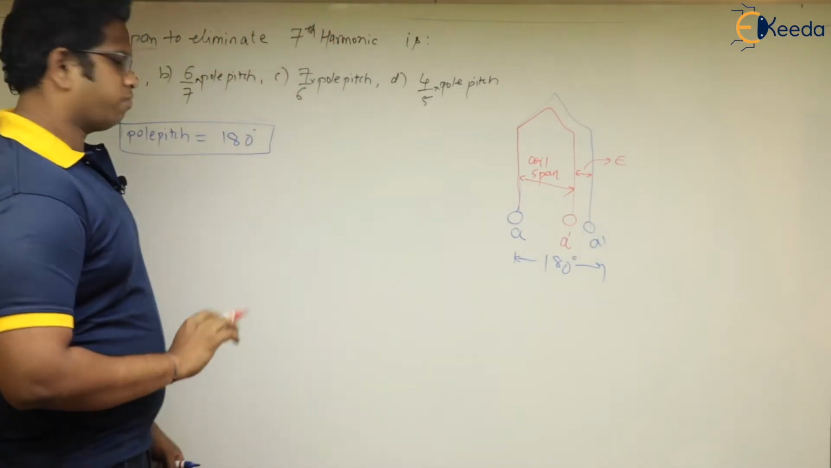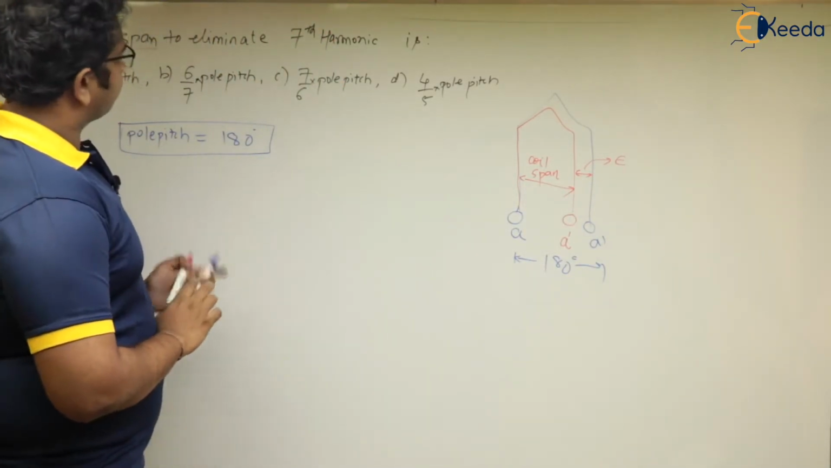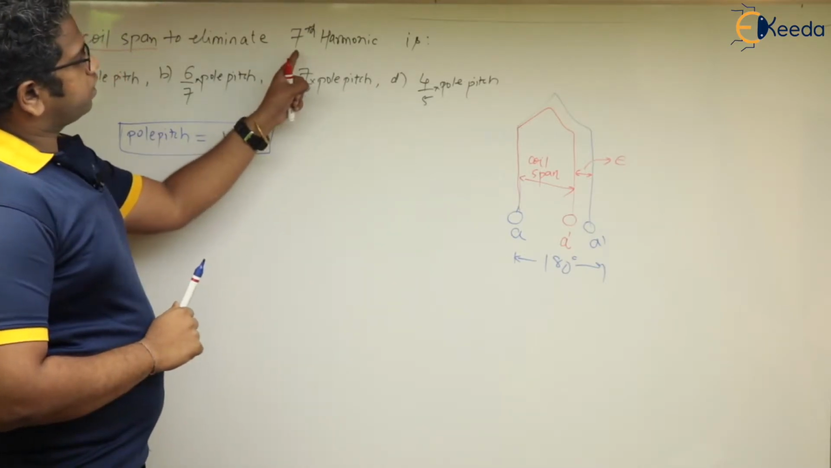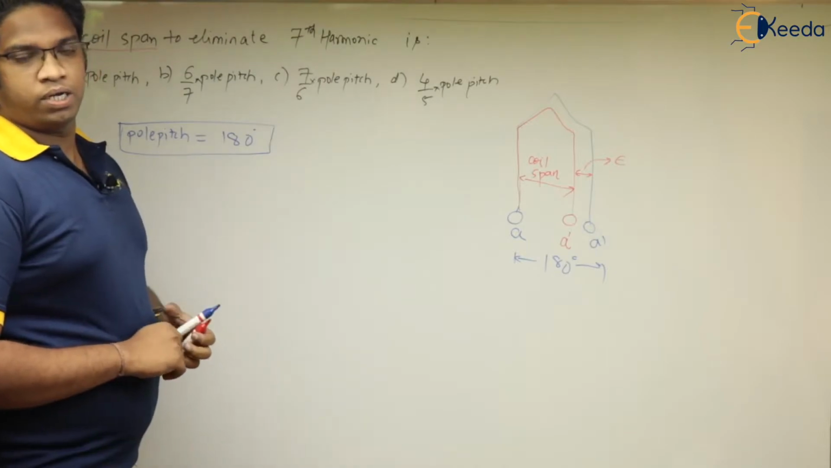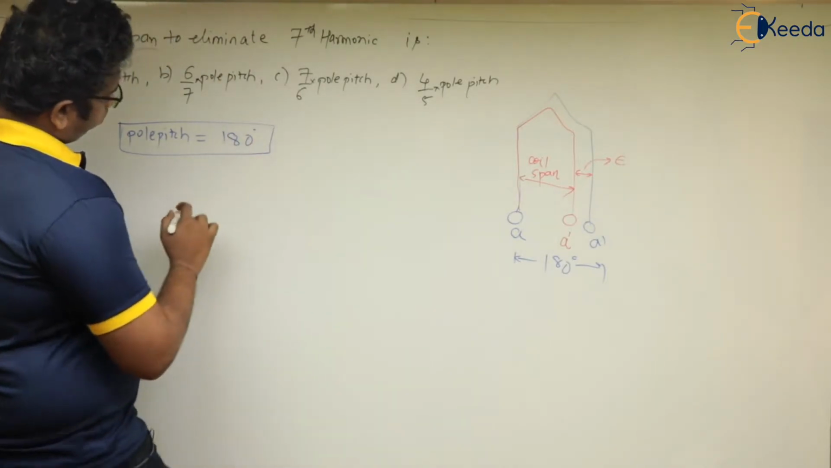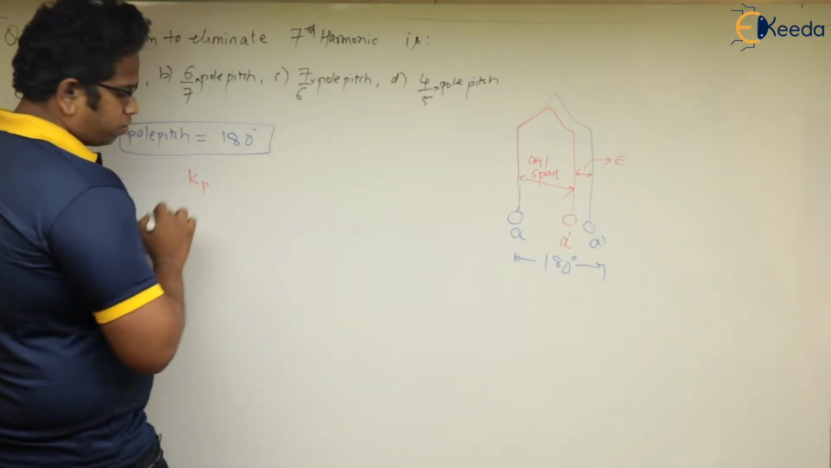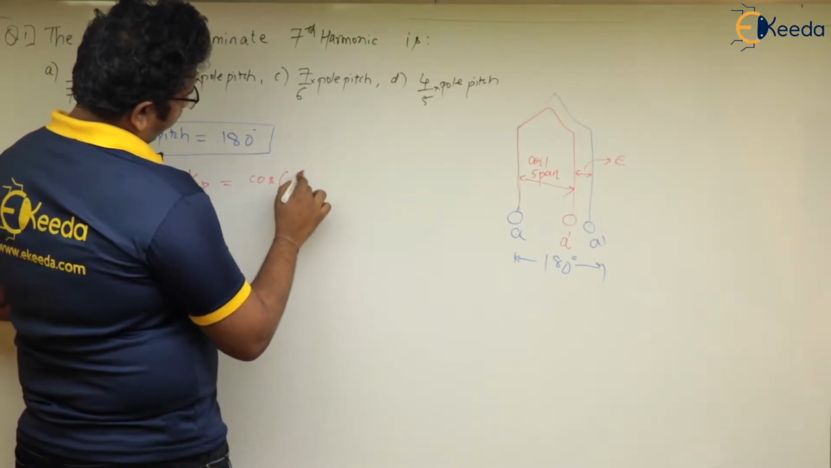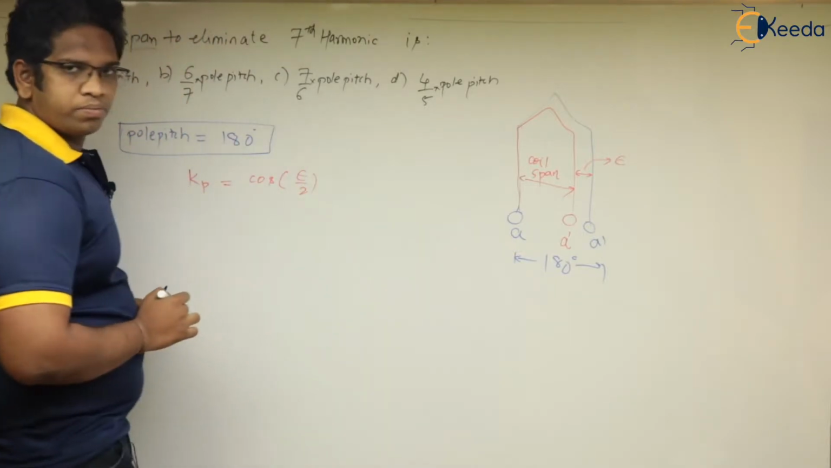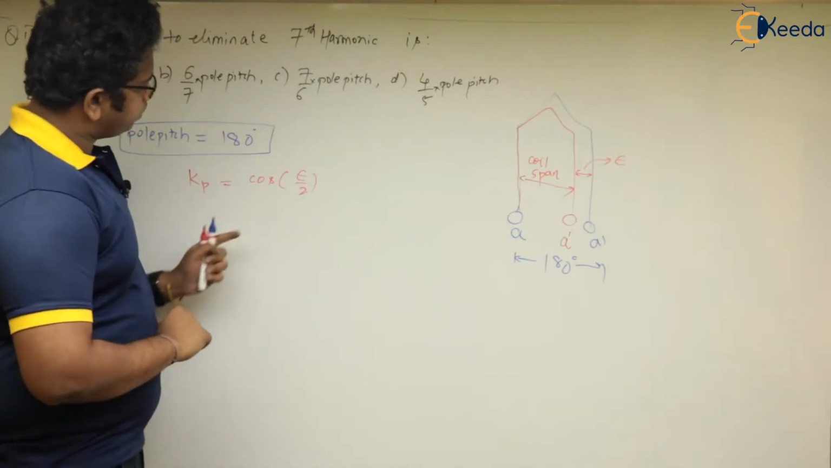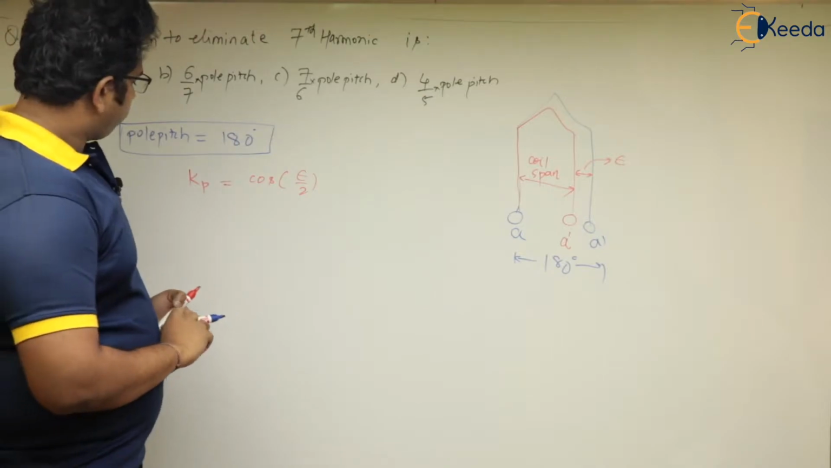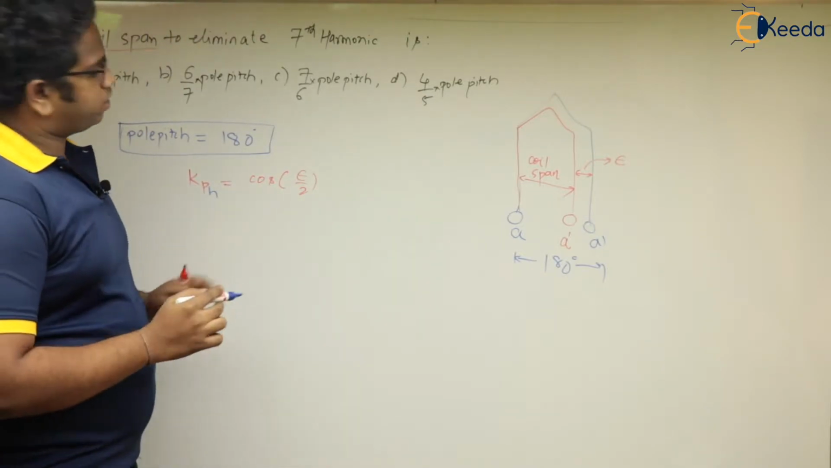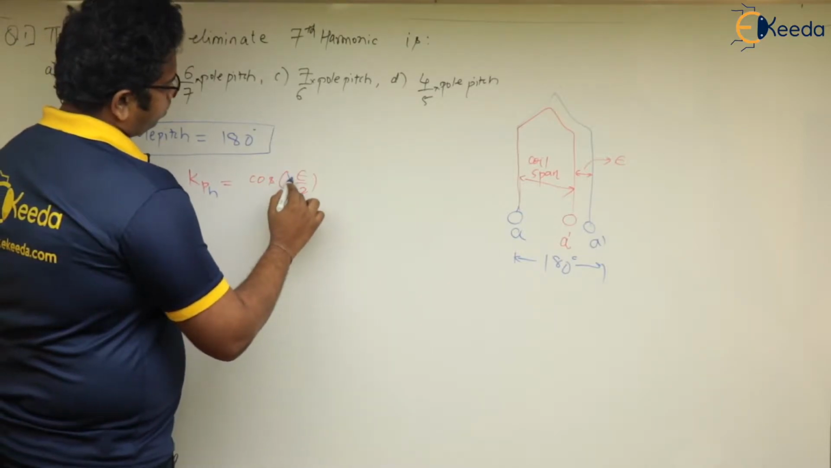Now focus, it is very easy. Forget about pole pitch. They are saying that the seventh harmonic has to be eliminated. If you remember, we talked about Kp. Kp is cos epsilon by 2. Since it is cos epsilon by 2, what about Kph, the pitch factor for the H harmonic? It is going to be cos of H epsilon by 2.